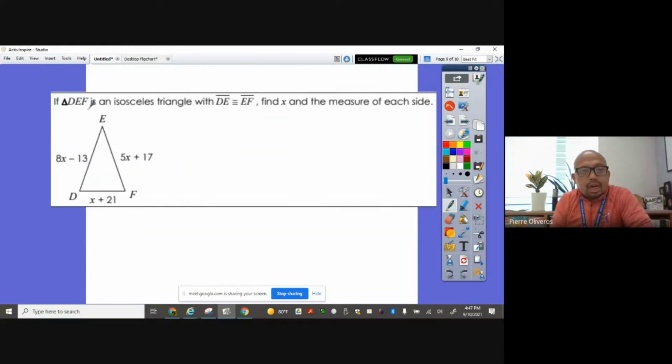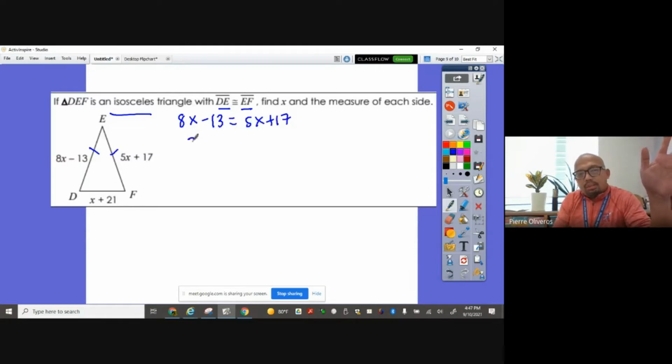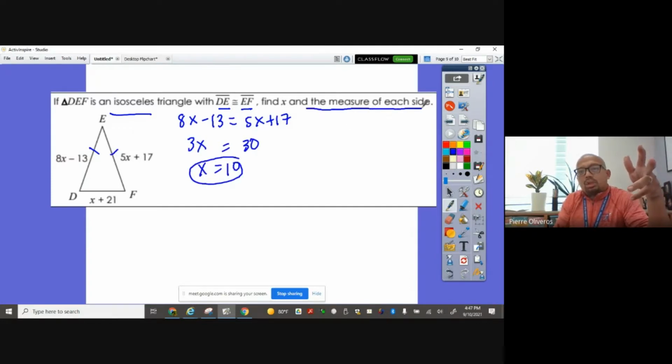Next, if triangle DEF is isosceles, isosceles means two sides are equal, and DE is congruent to EF, therefore these two here are equal. So I can say that 8x minus 13 is equal to 5x plus 17. For the x here, I'm going to move the 5x to the right, make it 3x, move the 13 to the right side will give me 30. Therefore, x equal to 10. But there's a question, find the measure of each side. So I need to plug in the 10, the value of x, to all of the x on the problem.